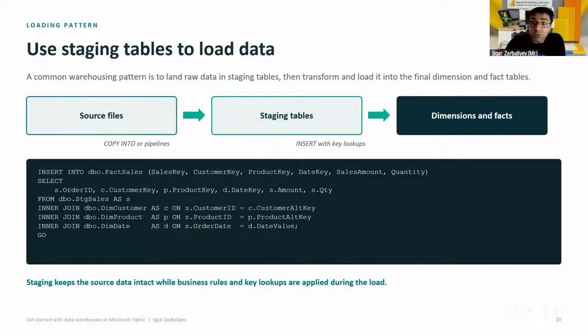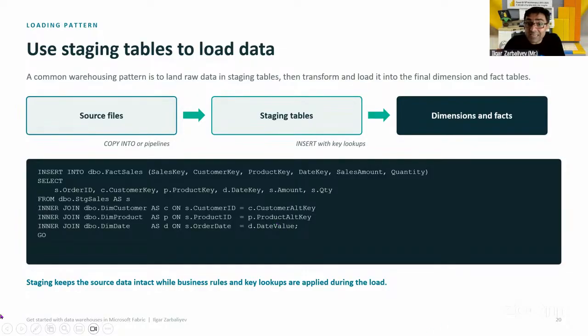But notice the joins. We join staging to dim customer: S dot customer ID equals C dot customer alt key. The source system gave us a business key. We join on that business key to find the matching dimension row. And then we take that row's surrogate key, customer key, into the fact table. The same thing happens for product and for date.